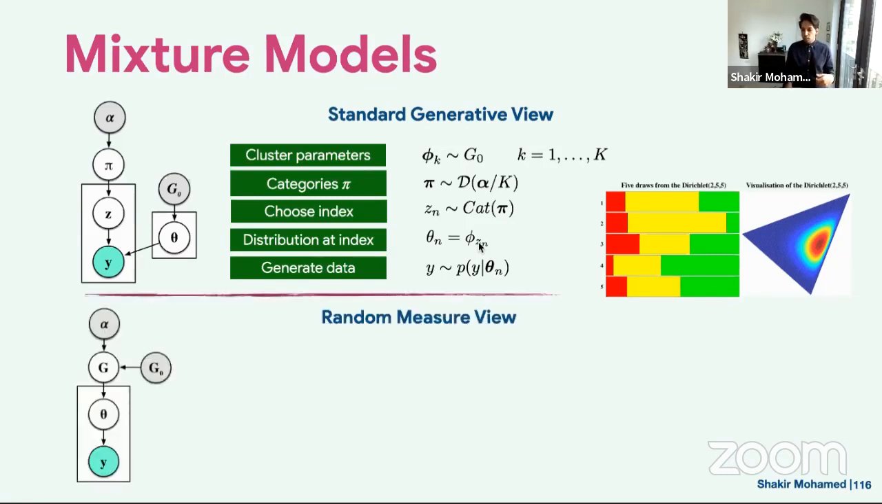Another view is to use what is called the random measure view. It's pretty much the same. It's identical. It just writes things slightly differently. Again, you will start by generating the set of K clusters.